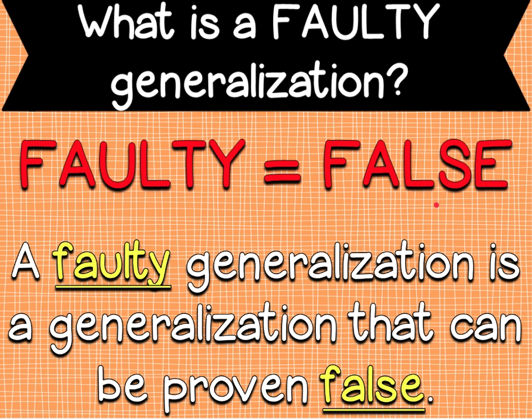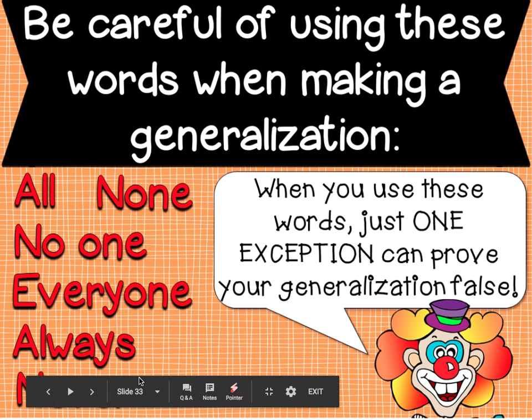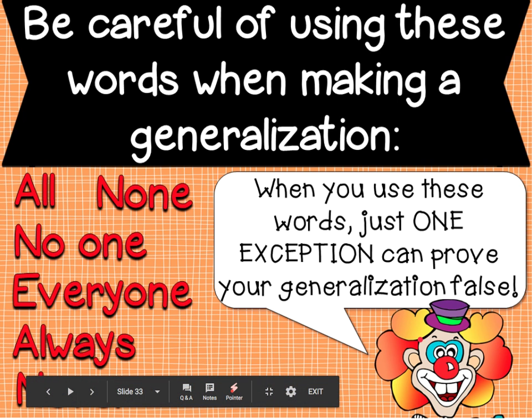when we're talking about a generalization. When we're talking about a faulty generalization, we're going to talk about all or none or no one, everyone, never, always. These are things that make it sound like there's a specific number, okay, when in fact there might be none. However, when you use these words, just one exception can make that generalization false.